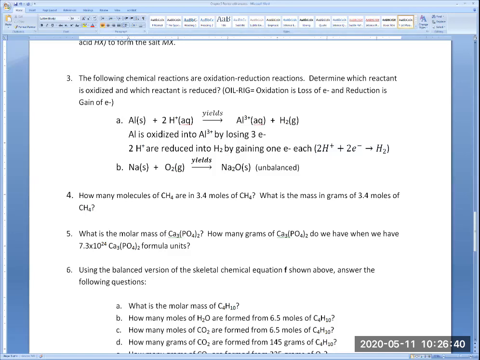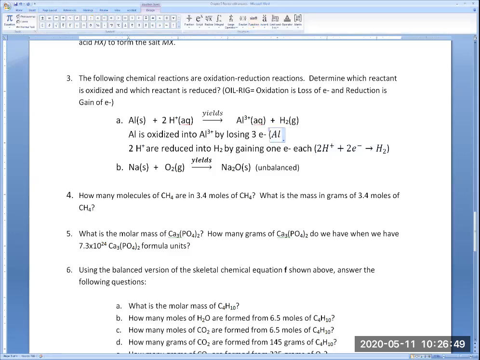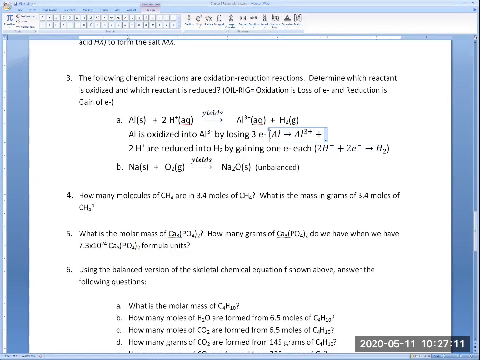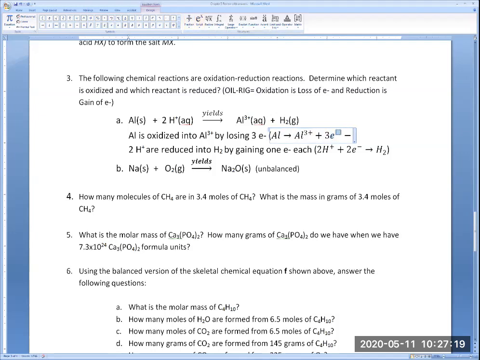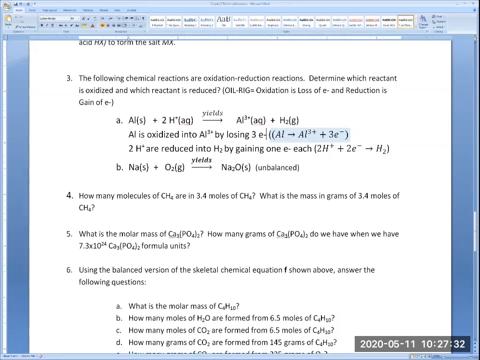The half reaction for the oxidation would look like this. So aluminum is a solid, so just aluminum. And it lost electrons, so you need the arrow right now. And it became Al 3 plus. And we lost 3 electrons, so those electrons are showing up here, detached from aluminum now. Let me put parentheses in there. Okay, so that's the half reaction for the oxidation. Aluminum becomes aluminum 3 plus by losing 3 electrons.